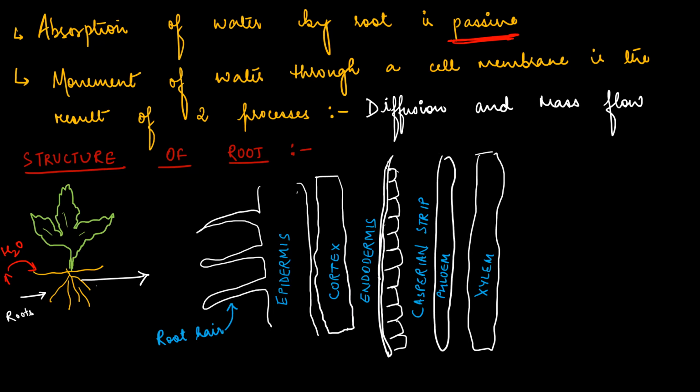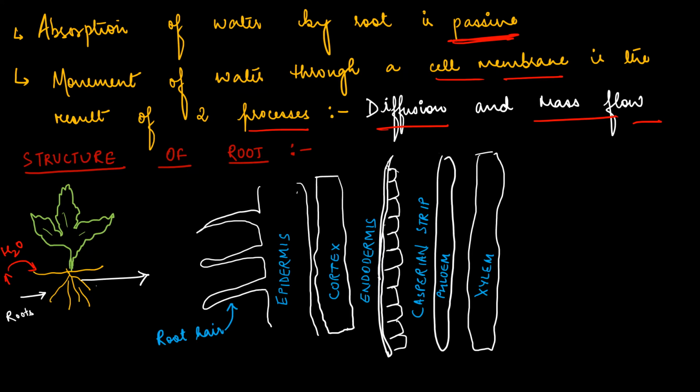So this movement of water through a cell membrane is the result of two processes, diffusion and mass flow. So I already told you last class, passive process, diffusion, right? From higher concentration to lower concentration. Clear? Now see here, if I tell you this is a plant, right?